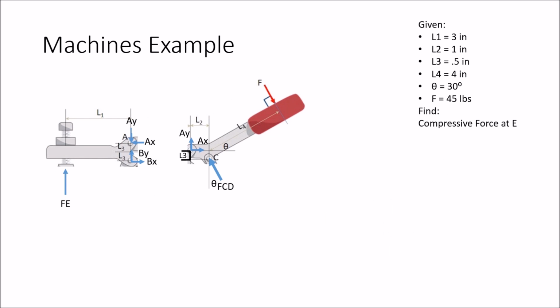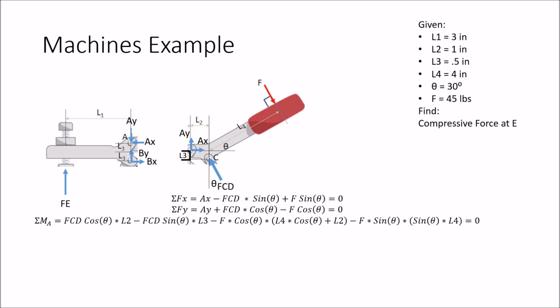Now that we have gotten to this step, the process is the exact same as it was for the frames. All we need to do is set up our equations and we can solve for our unknowns. In total there are 6 unknowns, but we only truly care about finding the compressive force at point E. So setting up my equations for the first bar gives me the following. Now that moment equation might seem daunting, but that is where we have to start. I'm taking the moment at point A, and because of that I can find the force in the member CD.